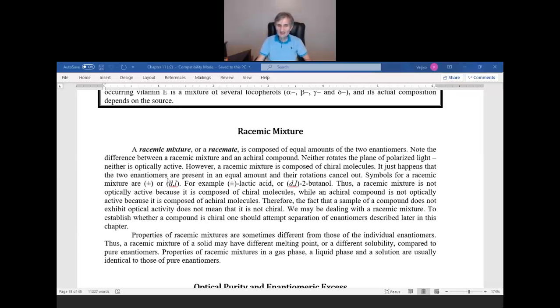Sometimes when you're buying food supplements, like vitamin E, you may find a racemic mixture, DL. That's actually not good. You should be buying pure vitamin E, like D, because the other one is not vitamin, so you don't really want to consume that.